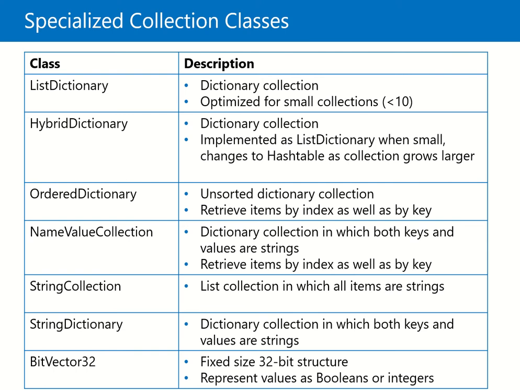Now StringDictionary is similar. It's a dictionary collection in which both keys and values are strings. The difference from the NameValueCollection is that you cannot retrieve items from StringDictionary using an index. With the NameValueCollection, you can retrieve the item using an index.